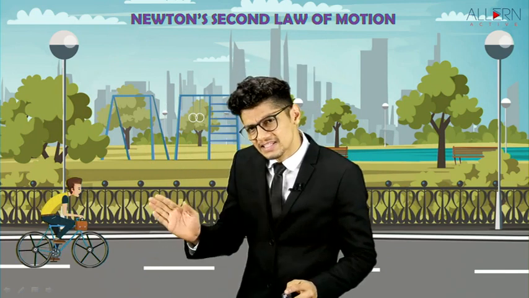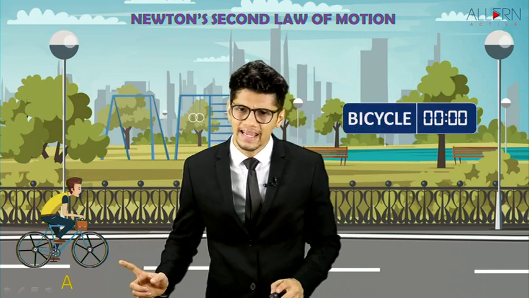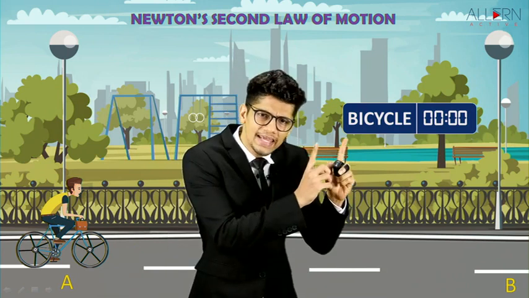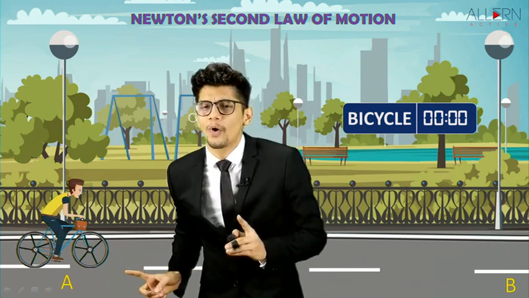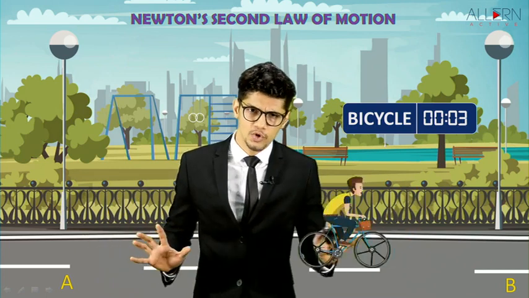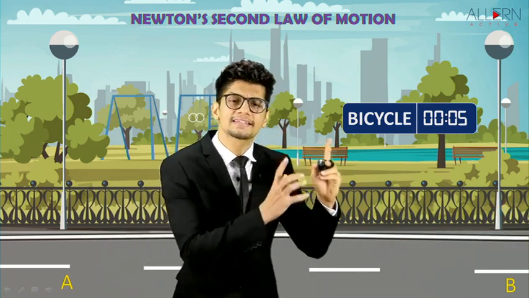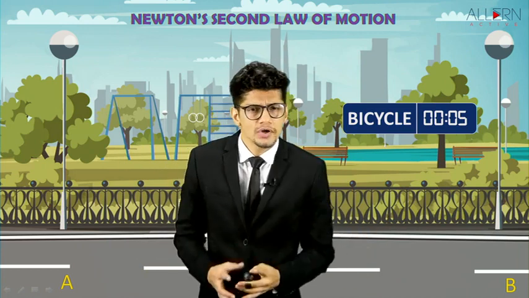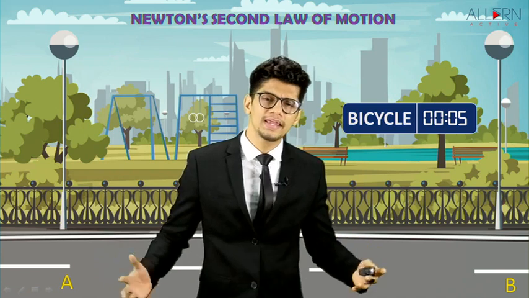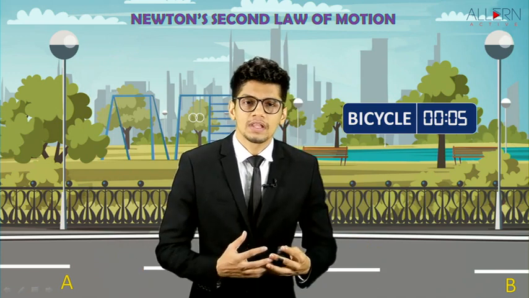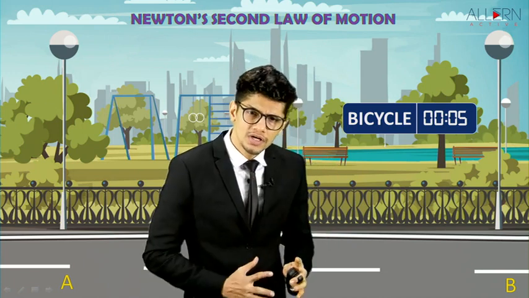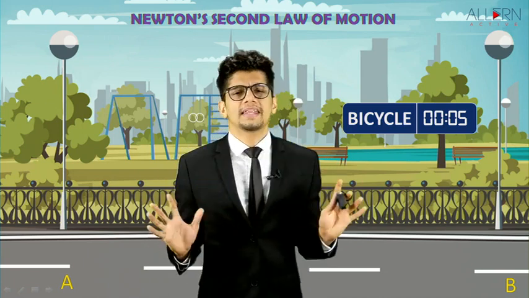So let us take an example once again. Let us say a cyclist right now is at point A and he wants to reach point B. Let us see how much time this bicycle will take to reach from point A to point B. Let us start its motion. Now if you see the clock, it takes 5 seconds to reach from point A to point B. In order to move from point A to point B, we know the cyclist would have applied a certain amount of force, right? So here the force was a particular value.